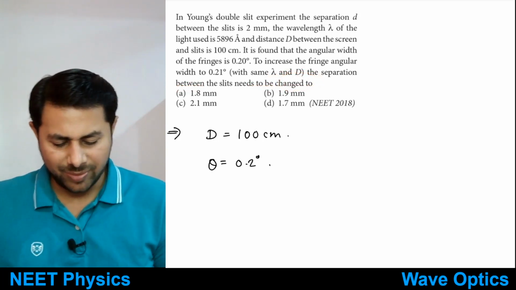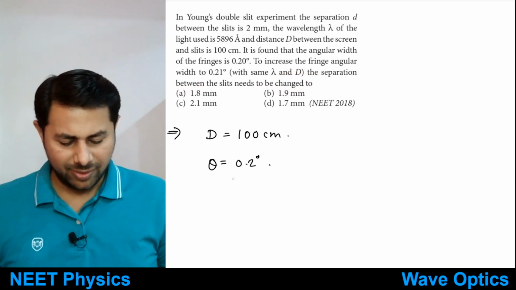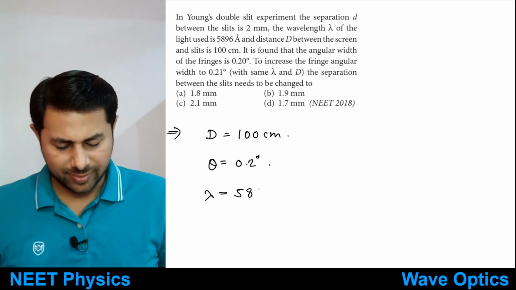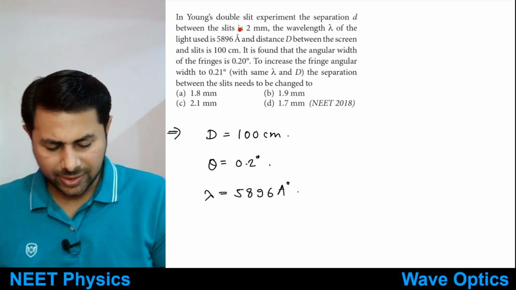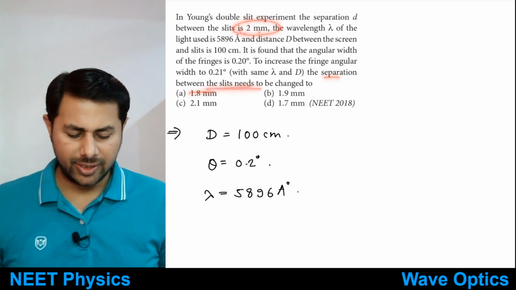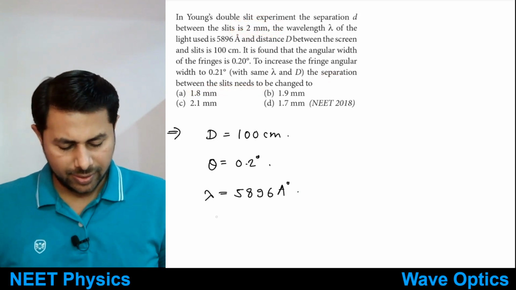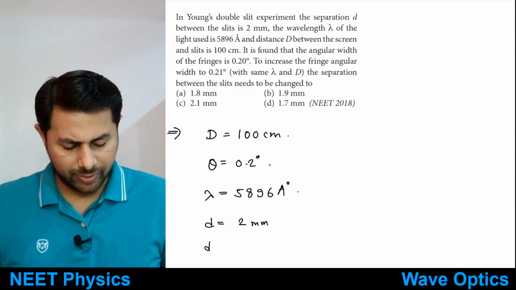So this is very simple, right? Lambda is kept equal, D is kept equal, so it doesn't matter what lambda and capital D are. What matters is small d only, because they are asking the separation between slits needs to be changed to. Tell me. So initial d is 2 mm. What would be d prime?